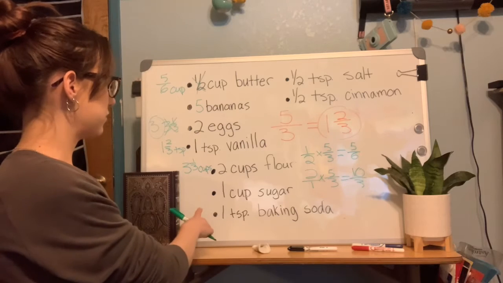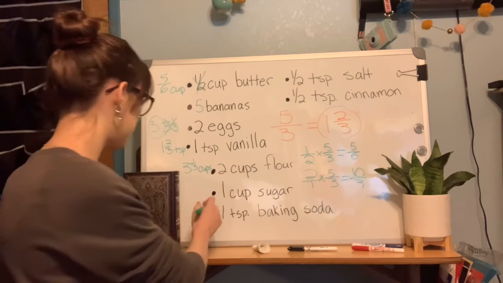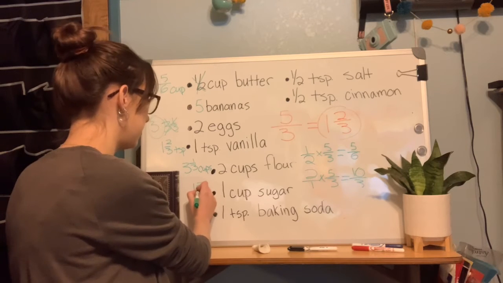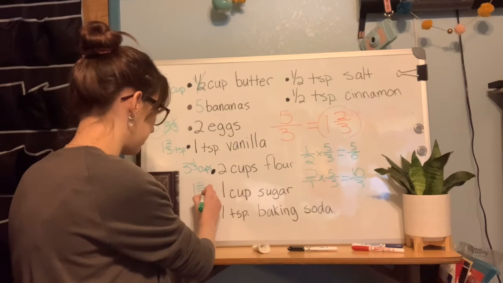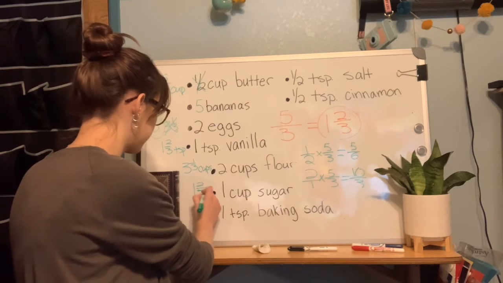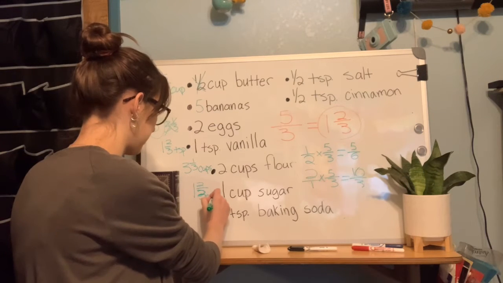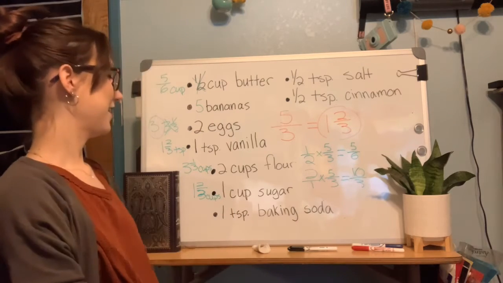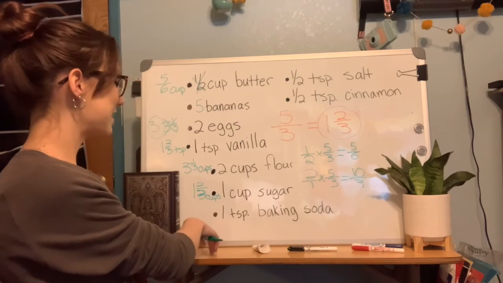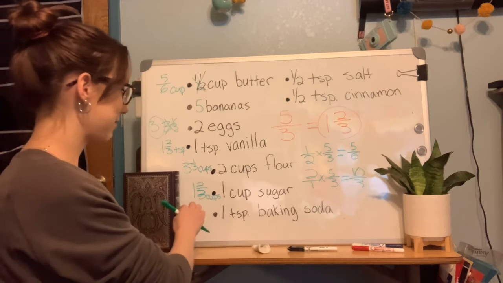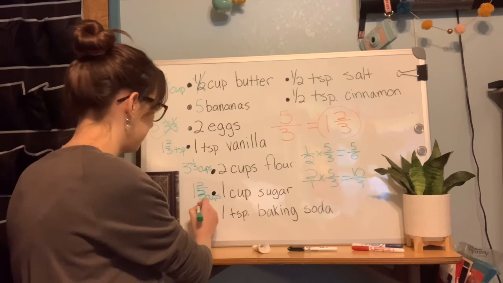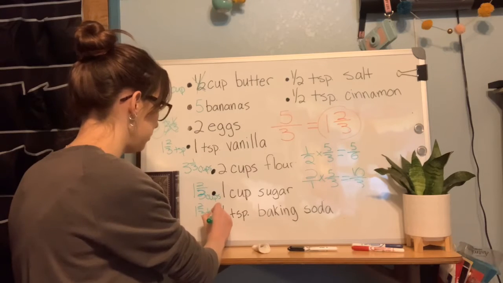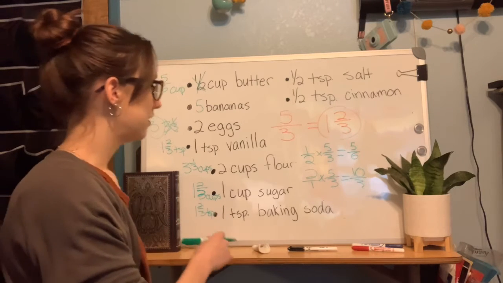Next, 1 cup of sugar. 1 times 5/3 is, you guessed it, 5/3, which you would write as 1 2/3 cups of sugar. And then same thing here, 1 teaspoon of baking soda. 1 times 5/3 is going to be 1 2/3 teaspoon of baking soda. Oops, running out of room.